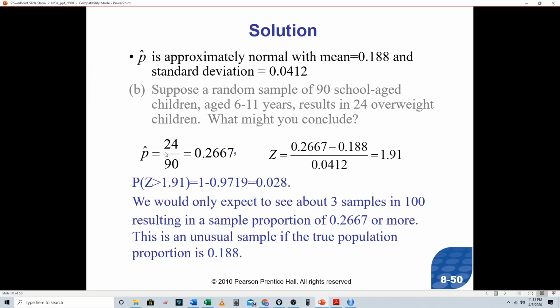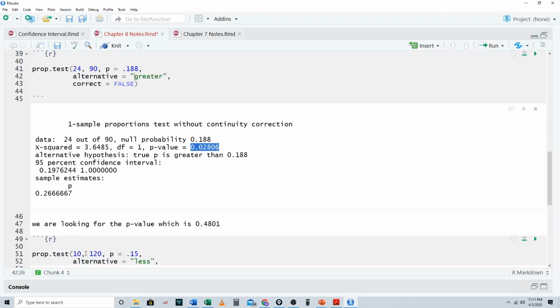So suppose the sample is 0.6, which is greater than 18%. Yeah, we expect to see about 3 samples in 100 resulting in a sample of 0.6 or more. This unusual sample, again, that's fairly unusual. And I don't even need to answer all that, because here we got a p-value of 0.0281 if you round. Okay. So yeah, that's less than around 3%. So that's unusual to occur, having 24 overweight children out of 90.